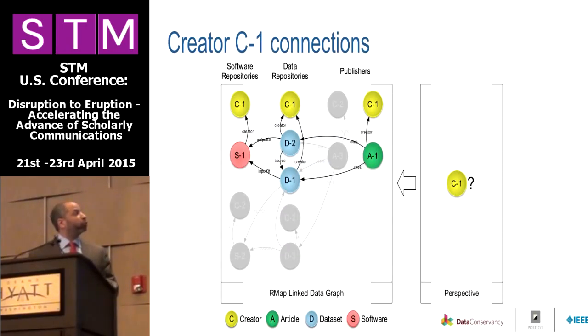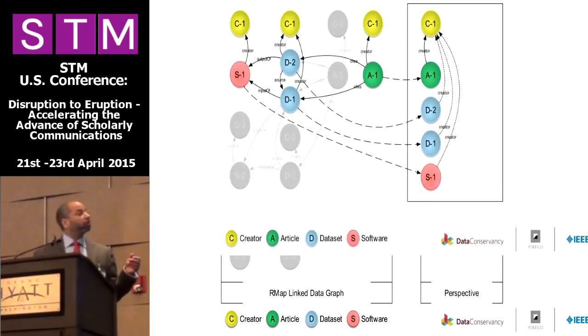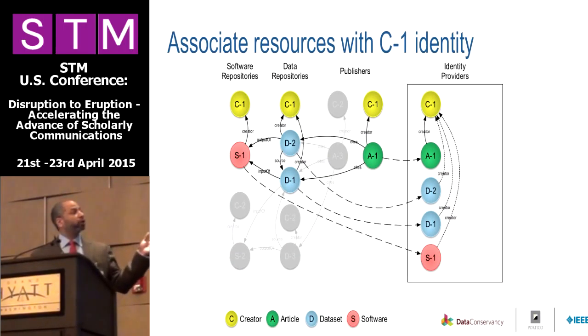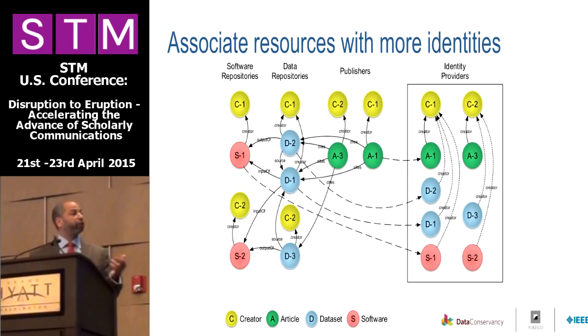Here's another example with Creator 1. And you could imagine that a service like ORCID could go out and query RMap with Creator 1 and find out what resources are associated with that and gather them up and expose them through that creator's ORCID profile. And there's what Creator 2's looks like.